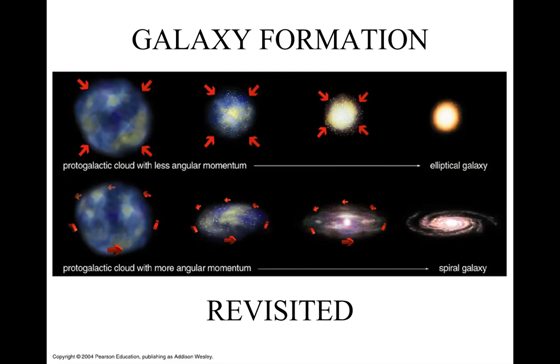So for example, in this top part of the picture, you'll notice that here in this multiple colored sphere of gas, dust, and stars as well, we have a protogalactic cloud.